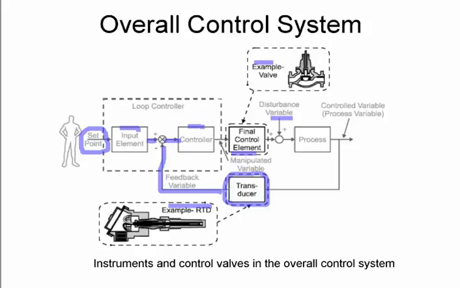There might be some disturbance variable as well in the process, and then that's applied to the process. And then we measure to make sure that whatever our input, we have reached the level that we wanted from the set point. So you can see this point over here is the manipulated variable, and there's the feedback variable. And there's the controlled variable, the process variable.